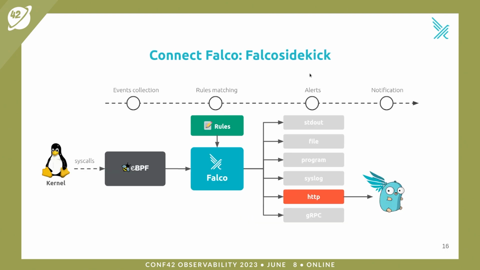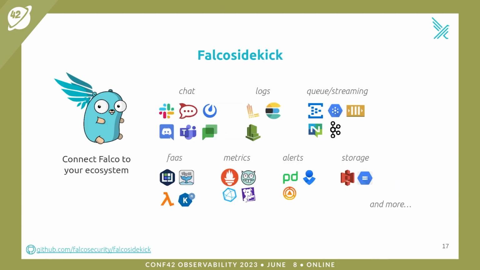Having alerts is nice, but we need to use them. We need to exploit these alerts. Here comes Falcosidekick. Falcosidekick basically forwards the alerts from your Falco instances to your ecosystem. So you can forward the alert to a chat system, a logs system like Elasticsearch, Loki, or others, a queue system, streaming like Kafka, NATS, PubSub. You can also forward alerts to a function as a service, serverless.